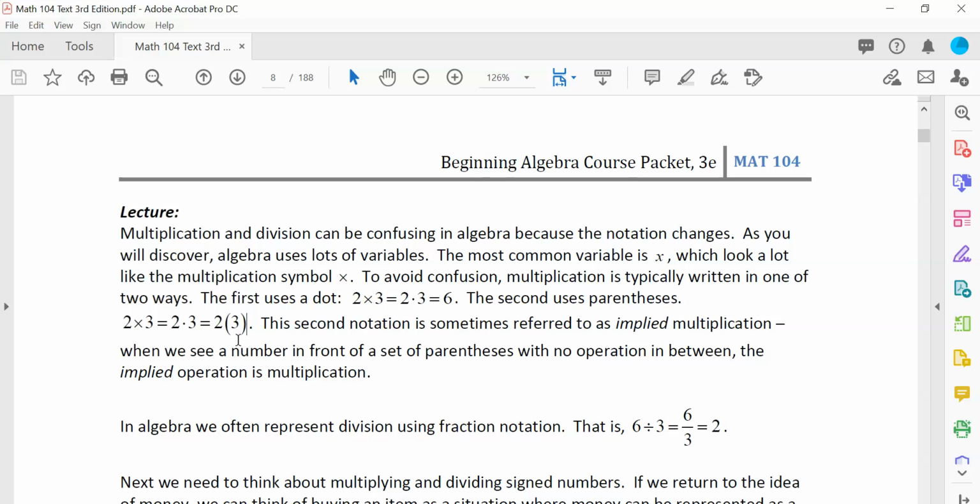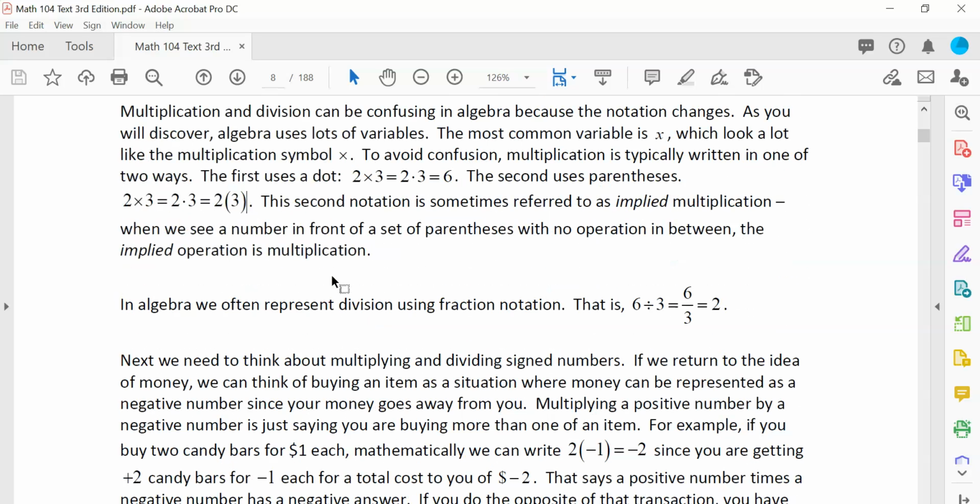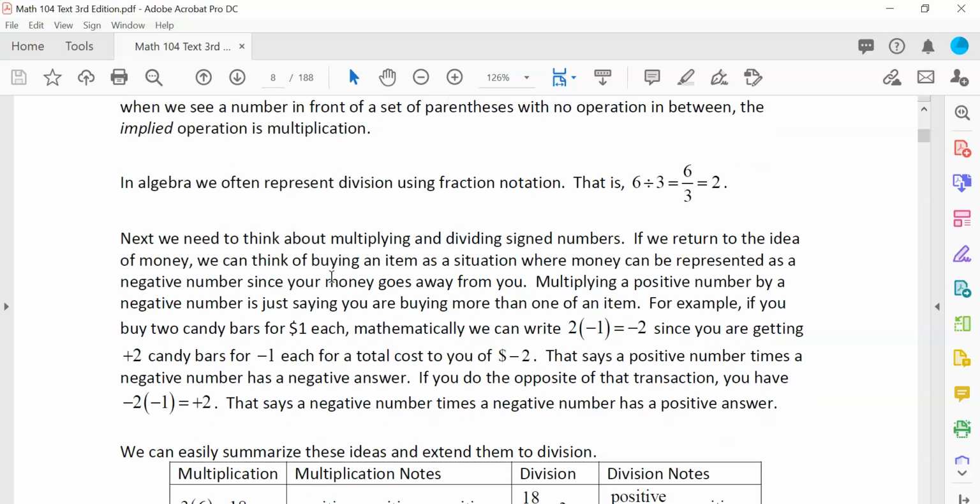Now, why would we have different notations for multiplication? Well, one of the reasons is because this multiplication cross sign looks like an X. And X is a really common variable that we use in algebra, so we don't like to use it as much. A lot of times you'll see the dot or the parentheses when you're dealing with algebraic stuff.